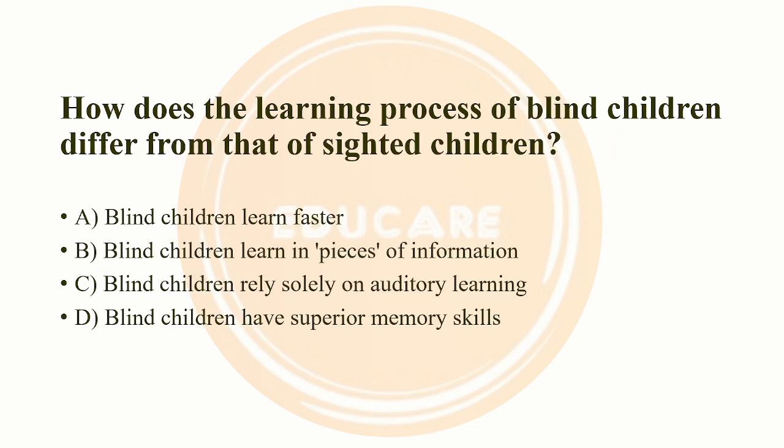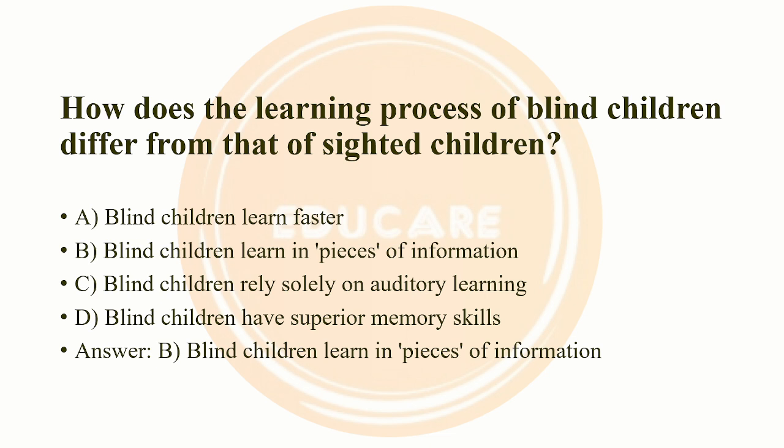How does the learning process of blind children differ from that of sighted children? Options: blind children learn faster, blind children learn in pieces of information, blind children rely solely on auditory learning, blind children have superior memory skills. The answer to this question is option B, that is blind children learn in pieces of information.